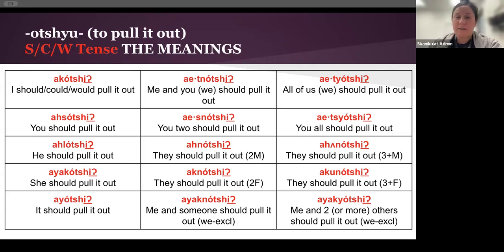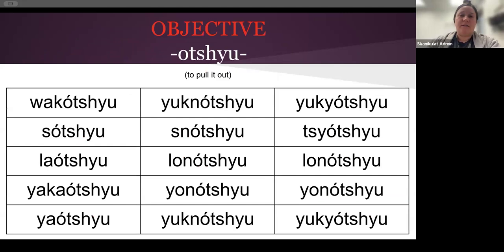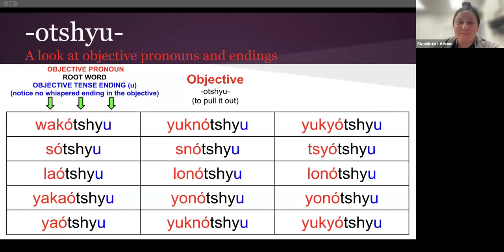You kind of get the picture here. So I'm going to go to the objective. So Ochu, objective. I'm just going to go through the changes here, and then I'll look at the pronouns, and then we'll do the translation. So we have Wagochu, Zochu, Laochu, Yagaochu, Yaochu, Yunganochu, Snochu, Lonochu, Yonochu, Yungyochu, Jochu, Lonochu, Yonochu, and Yungyochu. Okay, so those are the changes for the objective.